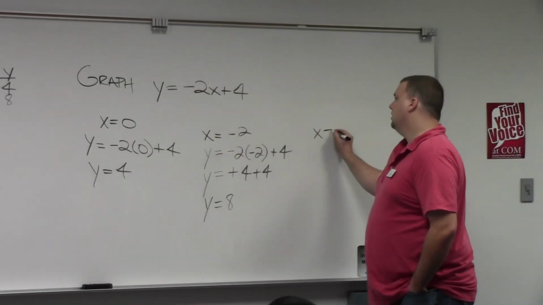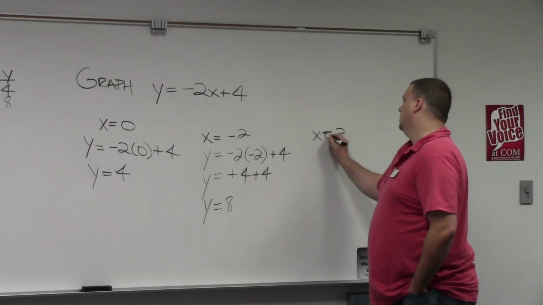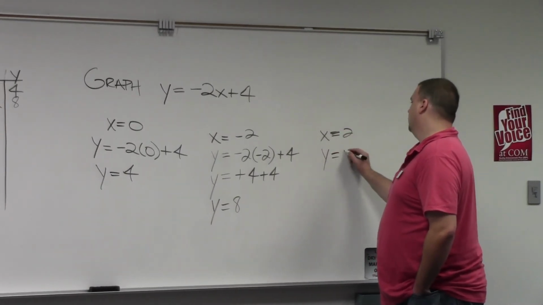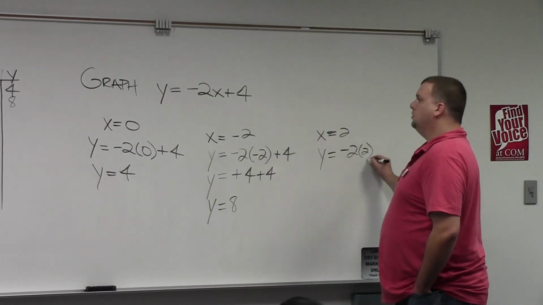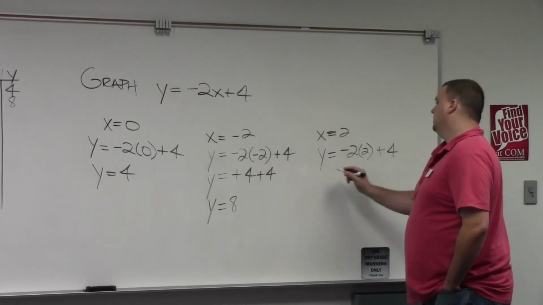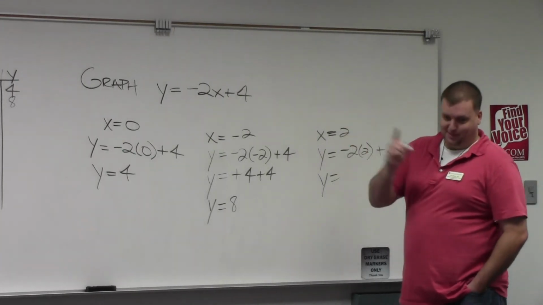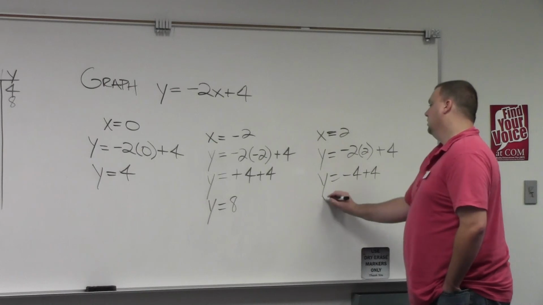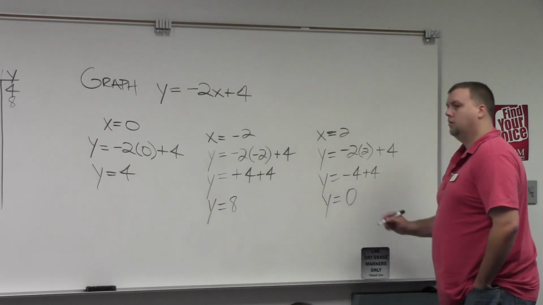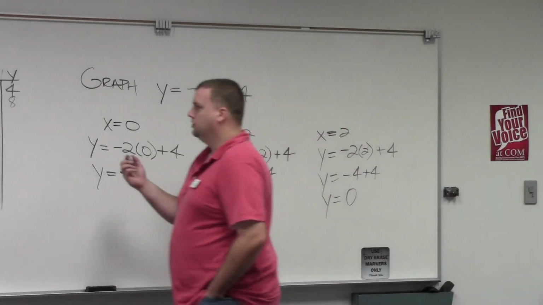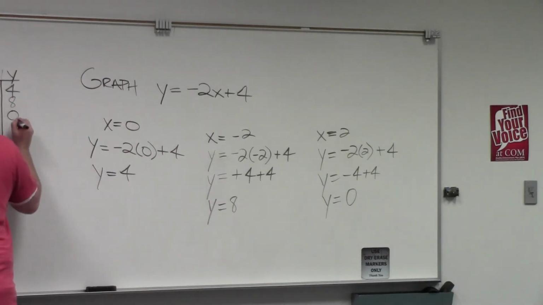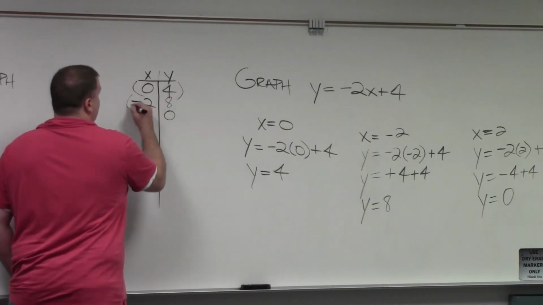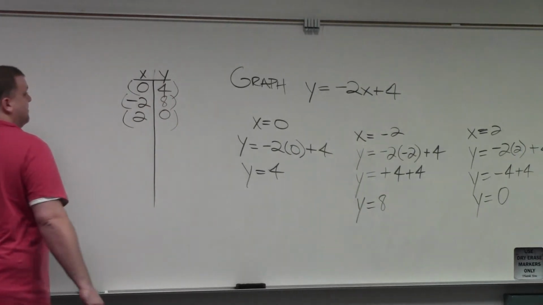We got one more value here, X equal to 2. Negative 2 times 2 this time is? Negative 4. All right, and then negative 4 plus 4 is 0. They cancel each other out, this is 0. All right, so we have 3 points again. And no fractions. Even better, right?